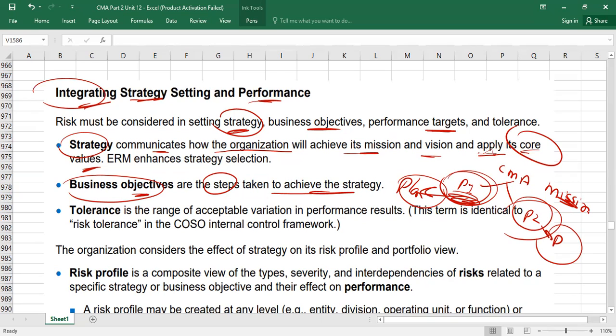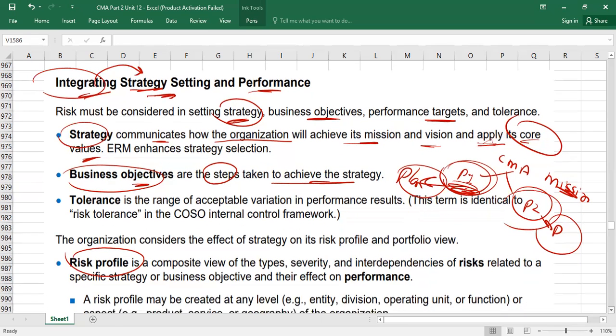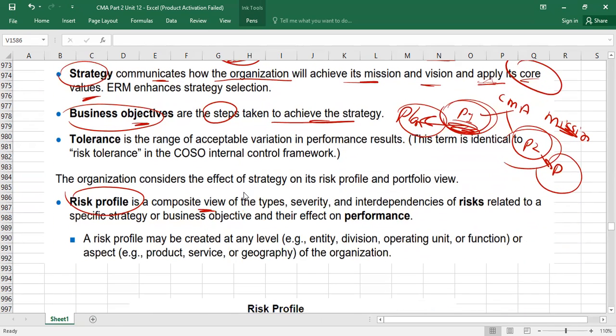Then, guys, here are the keywords. They're saying whenever you are setting any strategy, you have to integrate risk with the strategy. You need to create a risk profile for each strategy, or for each unit or for each department. So now I'm going to explain what is meant by risk profile. Risk profile is simply a composite view. Composite means you can say it is like a document. You can assume it's a document in which three things will be written. What?